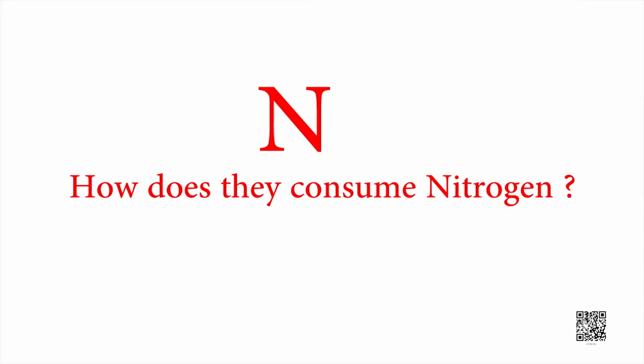But have you ever wondered about the nitrogen? Nitrogen is present in plenty in the environment, in our air, but plants cannot take that nitrogen directly. So how do they consume nitrogen? As we know, nitrogen is present in abundance in the environment, but the nitrogen that is mixed in the air cannot be processed directly by the plants. So what does the plant do? It takes the nitrogen which is in soluble form.